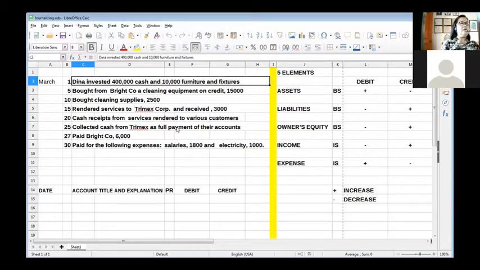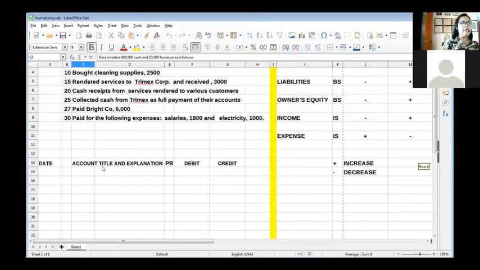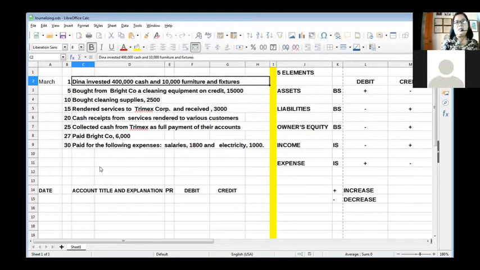So ngayon, sa first, nag-umpisa siya ng March 1st, nag-invest siya. So, what will be your entry? Ano nangyari doon kay Dina Linis Company? Ang pangalan ng company natin ay Dina Linis. Si Dina Linis Company ay nagkaroon ng 400,000 na cash at saka ng furniture and fixture. Tapos, si Dina Capital naman ay nagkaroon siya ng total capital na 410,000.